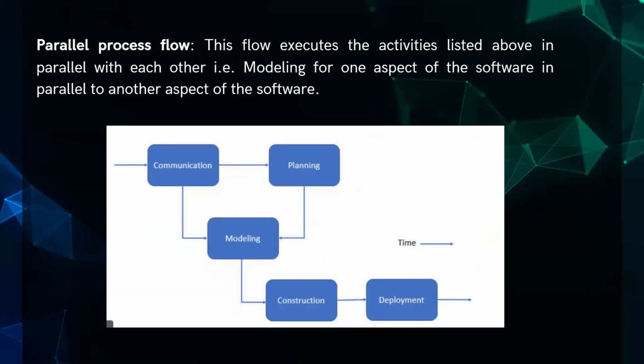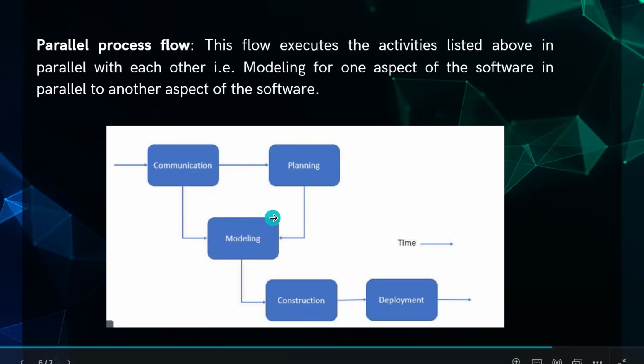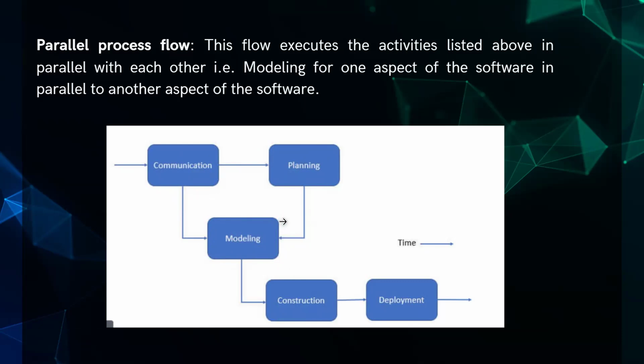The last is parallel process flow. This flow executes the activities listed above in parallel with each other. That is, modeling for one aspect of the software in parallel to another aspect of the software. For example, here, if you see in this image, communication and planning are happening, and as they are happening, modeling is also happening. And then after communication, planning, and modeling are done, it goes to construction and deployment. So here it shows that a few activities can be done in parallel with each other.